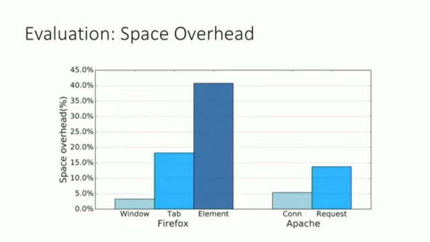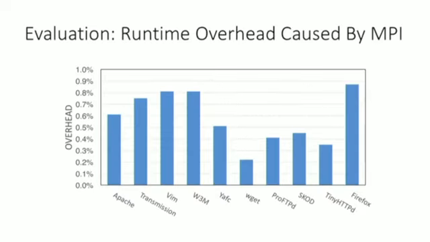And for Apache, we use the connection and the request. Since HTTP 1.1, a connection can be long-living and have many requests. So those are the two perspectives used in Apache. As you can see, the more fine-grained, basically, the overhead will be very high. Like the DOM is more than 40%. And this is the evaluation for the runtime caused by instrumentation.